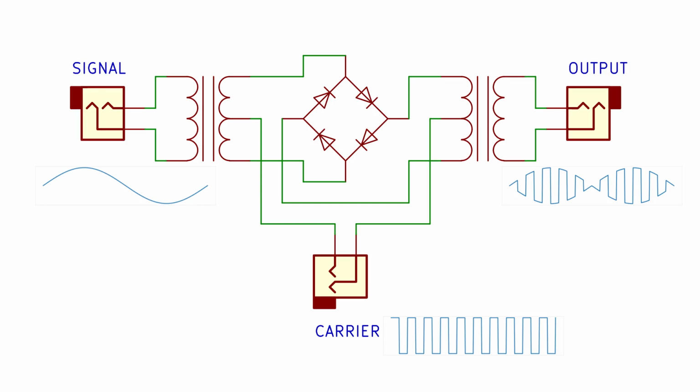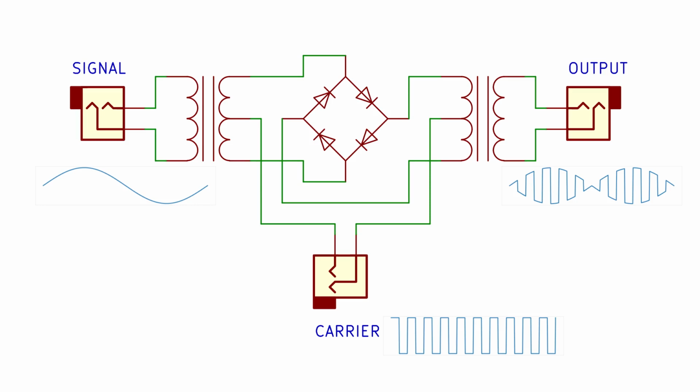But there's problems with this design. In this case, it gives you the kind of output I've shown you here if everything's perfect, if the transformers are perfect, and if they match each other perfectly, and if the diodes are perfect, and they match each other perfectly, and the forward voltage on the diodes is 0 volts, and if the carrier amplitude is way larger than the signal amplitude, then you get this kind of nice output that we've got here.